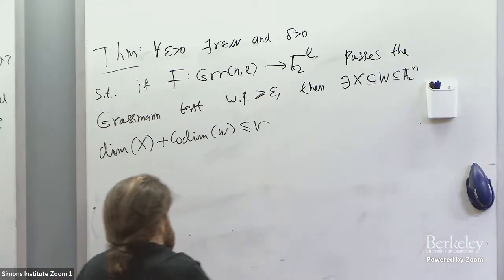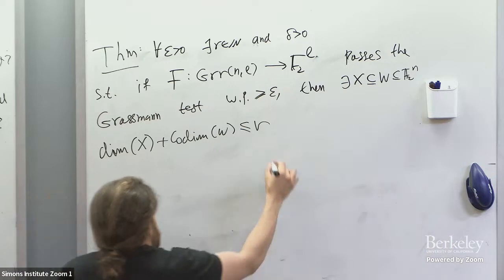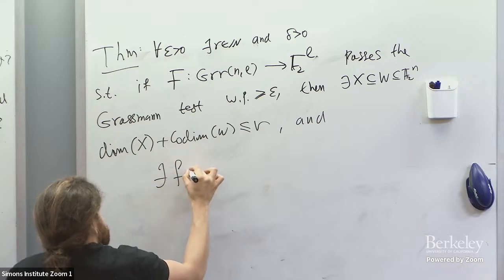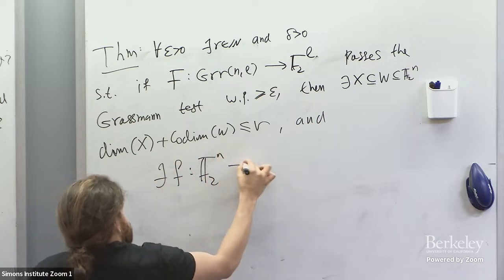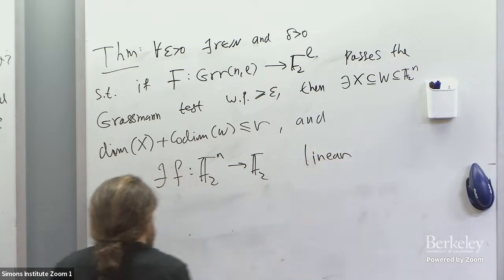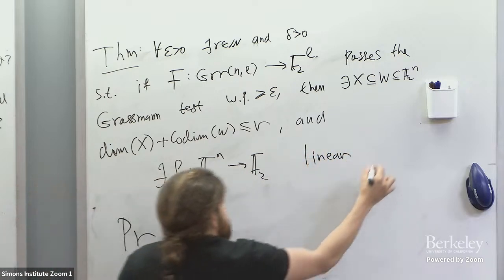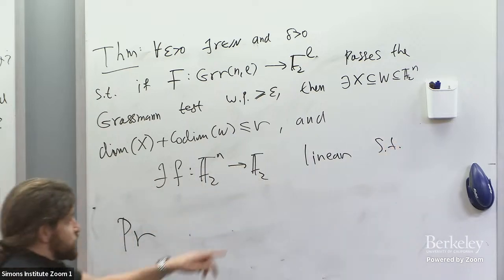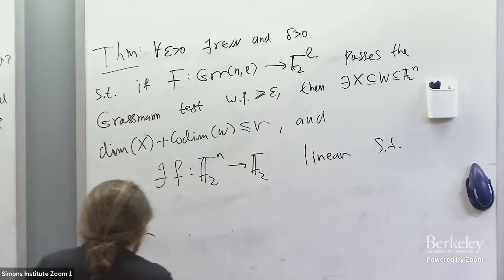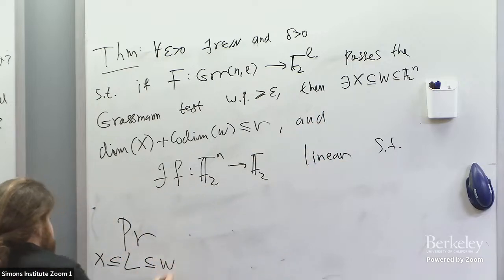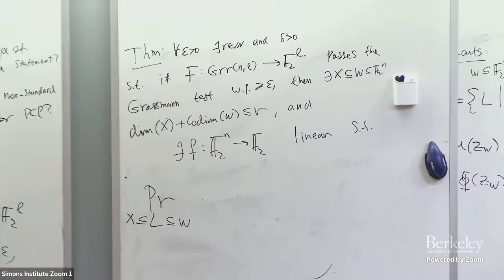I have these two subspaces X and W, and I have a linear function such that if I look at the small set that doesn't expand, that corresponds to X and W, which is all of the subspaces that contain X and that are contained in W, then on that set, I do have a global structure.